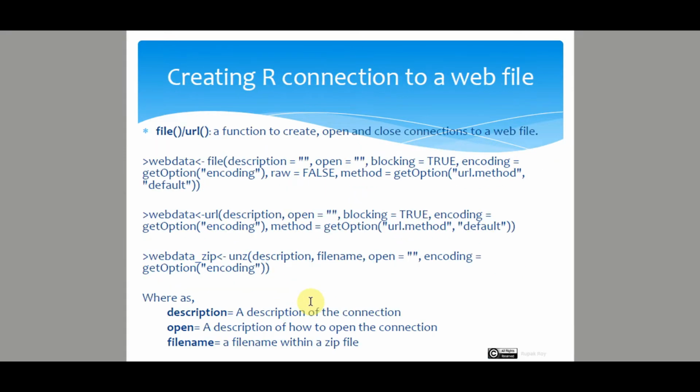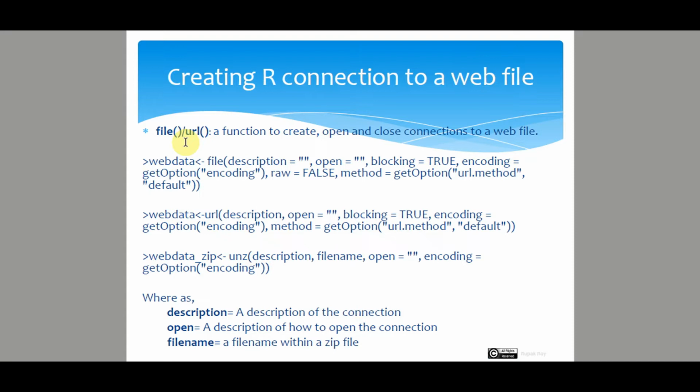Before we start using these functions, first we have to create a connection to the website or the web server to download the data to use the functions on it. First one is creating our connection to a web file. For that, we will use a simple function called file or url, which is a function to create, open and close connections to a web file.